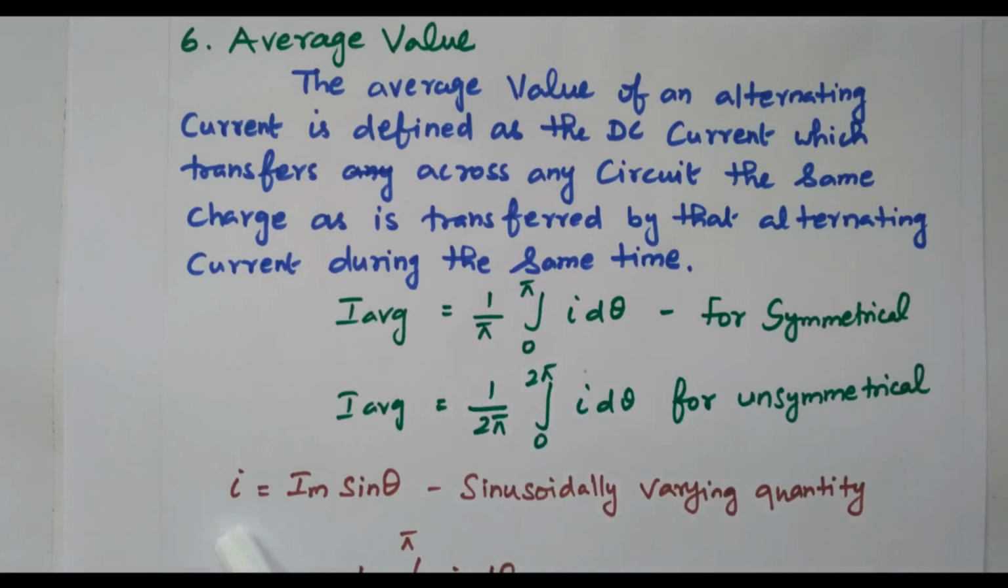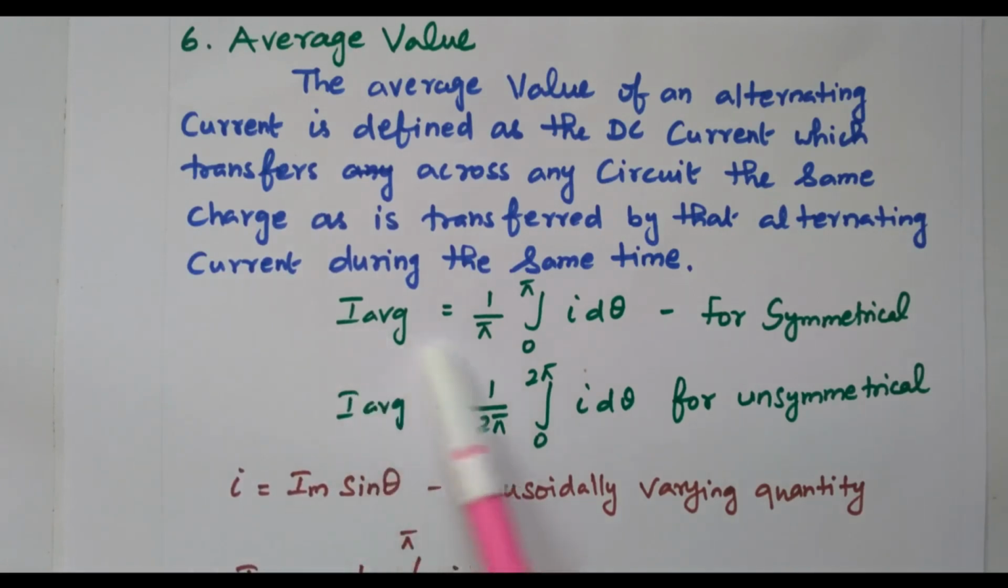So what is the current waveform? The expression is I equal to Im sin theta. This current varies with theta. If theta is 0, current is also 0. Theta is 90 degrees, sin 90 means 1, so current will be maximum. 180 means again 0, 270 means minus, 360 means again 0. So based on the theta value, the I changes. This Im is nothing but the maximum value, that's called the amplitude. So I equal to Im sin theta is the general expression for a sine wave. The I varies as a function of theta.